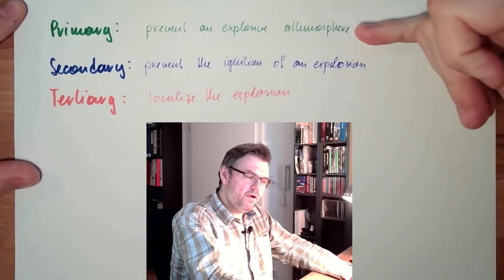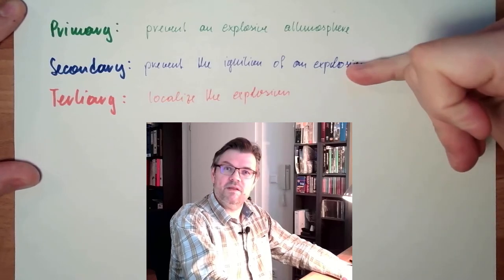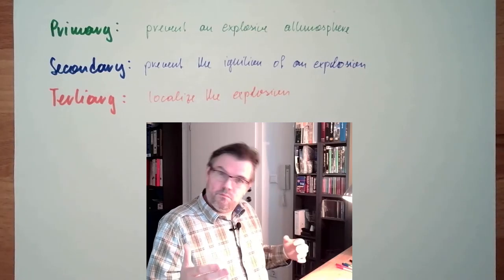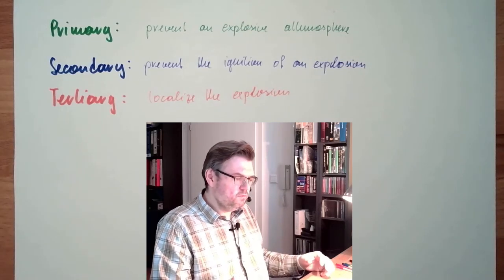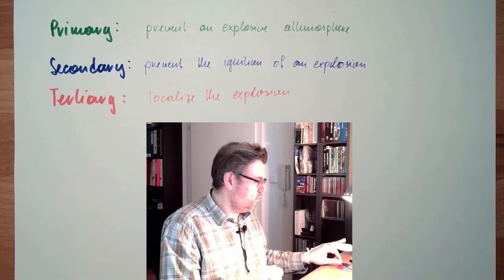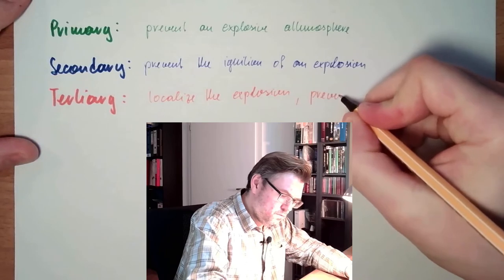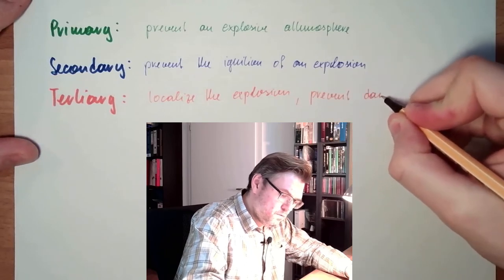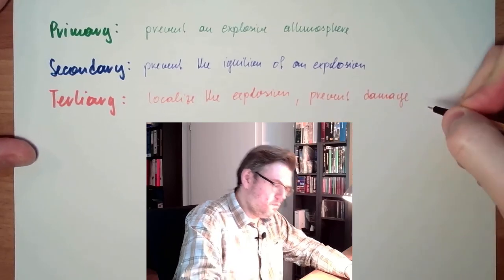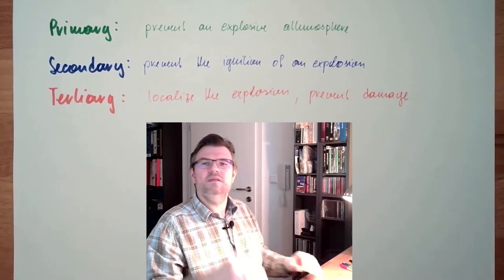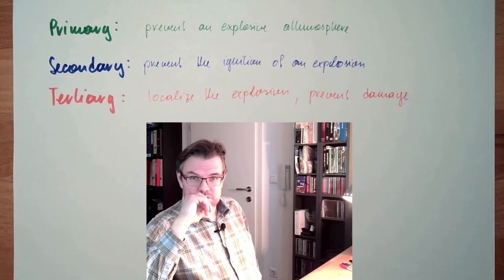Prevent, primary: prevent atmosphere. Secondary: prevent explosion. Tertiary: prevent damage caused by the explosion. This is a good sentence. Prevent damage. These are the three steps of the approach.